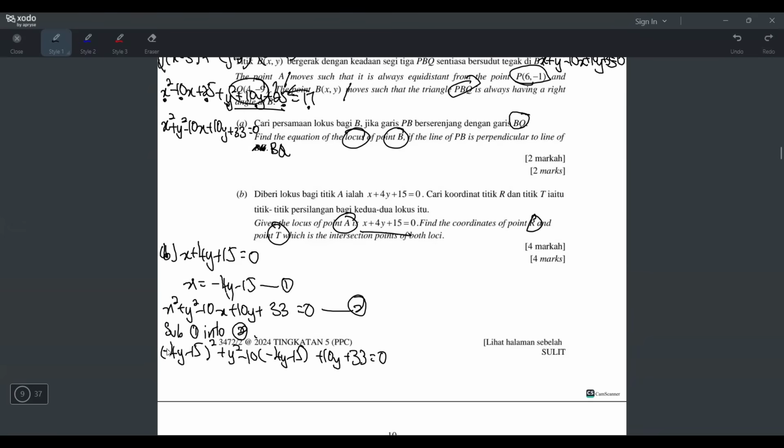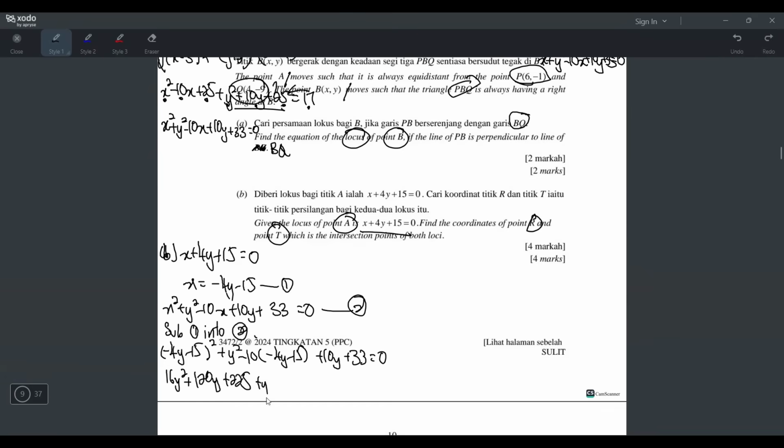How to expand this? First, you take -4y squared and you get positive 16y squared. Next, you have to take -4y times -15 times 2. -4 times -15 is positive. 15 times 4 is 60, times 2 is 120y. You can use your calculator to help you. And then the last step is to take -15 squared, which is positive 225.